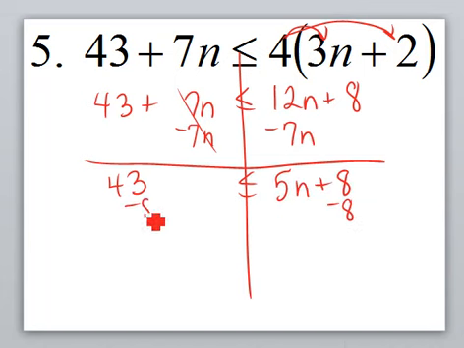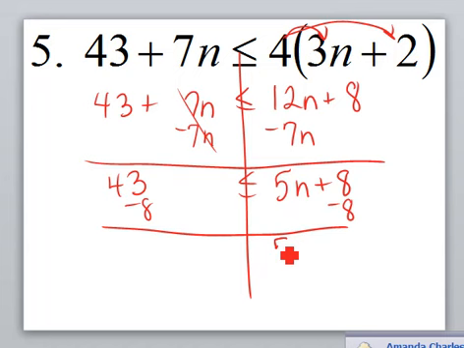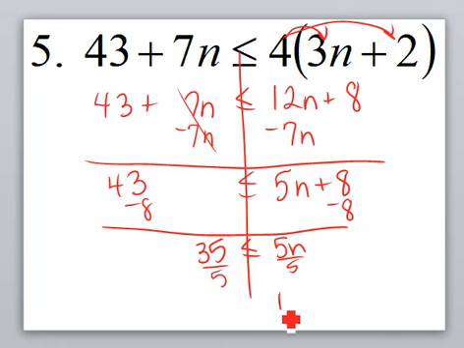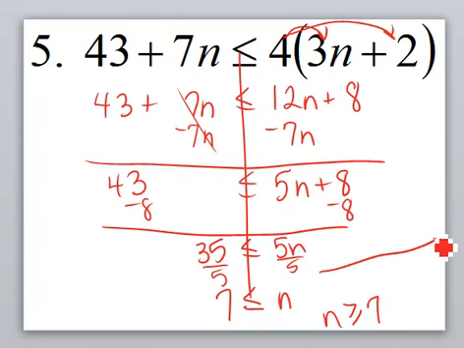Subtract 8 on both sides. I get 5n. And when I subtract here, I get 35. Divide by 5 on both sides. I get 7 as my answer. Now my variable's on the right-hand side, so I need to flip-flop those around, which means my sign flip-flops around. I can create my graph very quickly. 7, 8 on the right, 6 on the left, colored in dot, and I shade to the right.